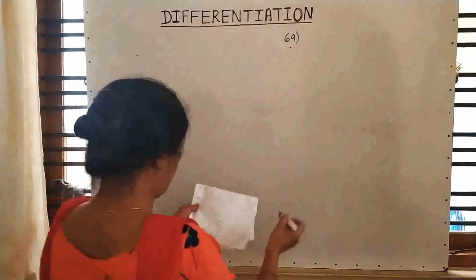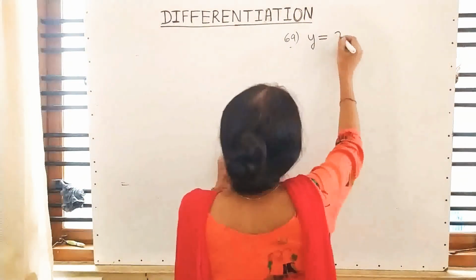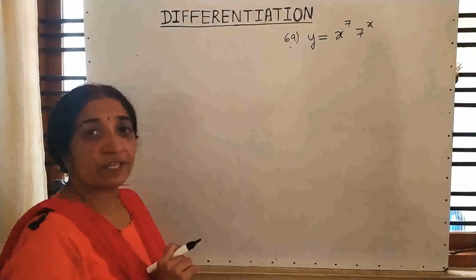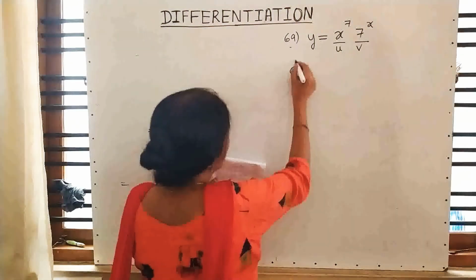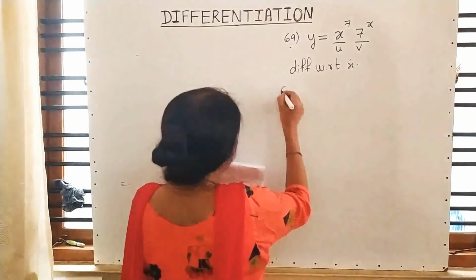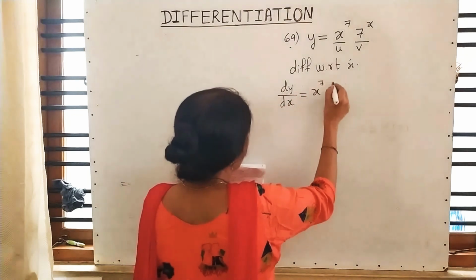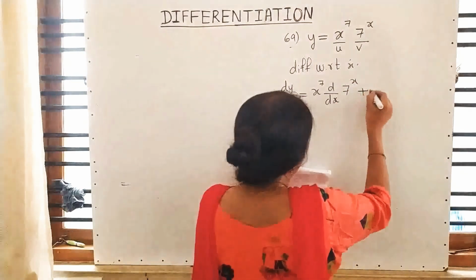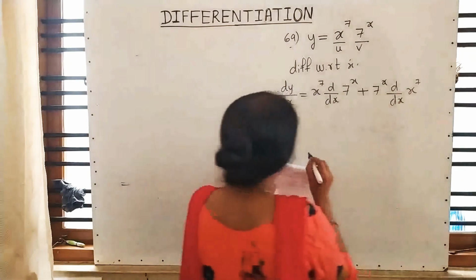Question number 69. y is equal to x raised to 7, 7 raised to x. See, both the terms have x. Both the terms have x, meaning what are you writing? This is u and this is v. Differentiating with respect to x, dy upon dx is equal to x raised to 7 into differentiation of 7 raised to x, plus 7 raised to x into differentiation of x raised to 7.